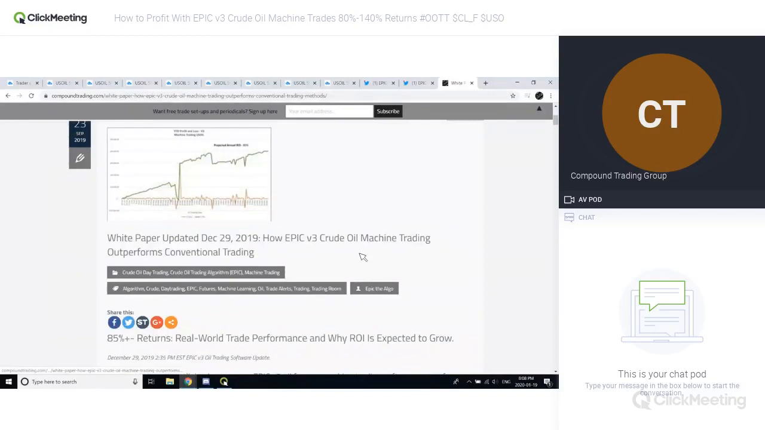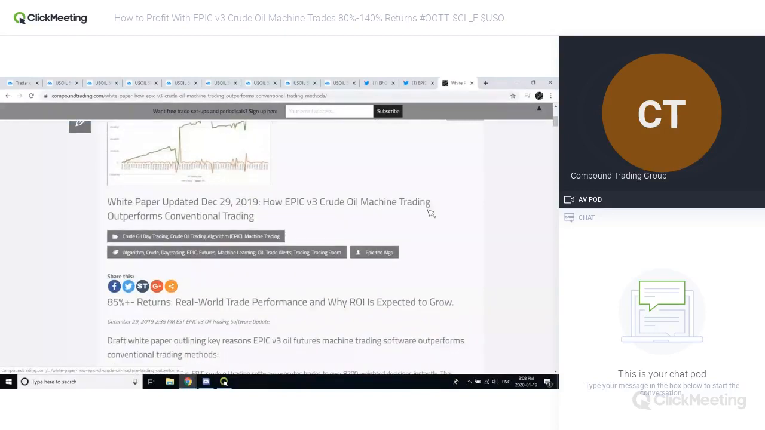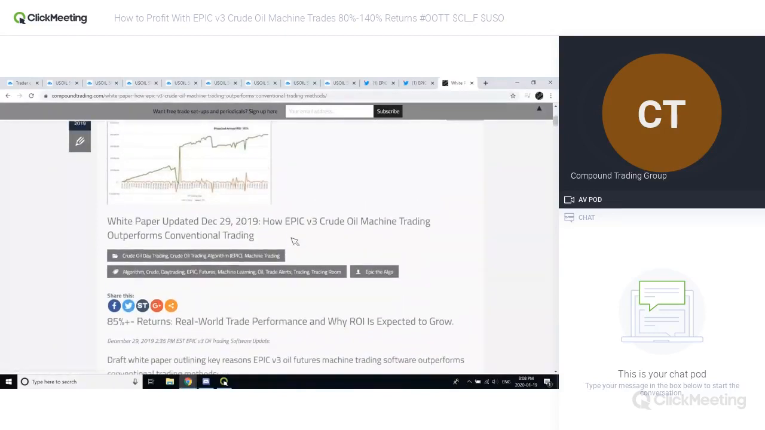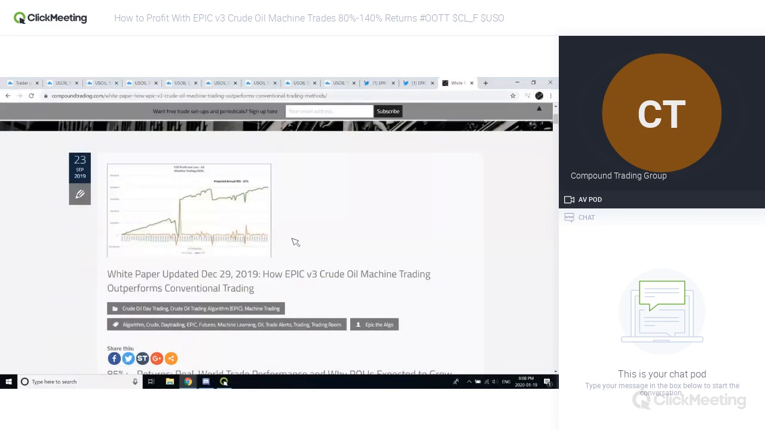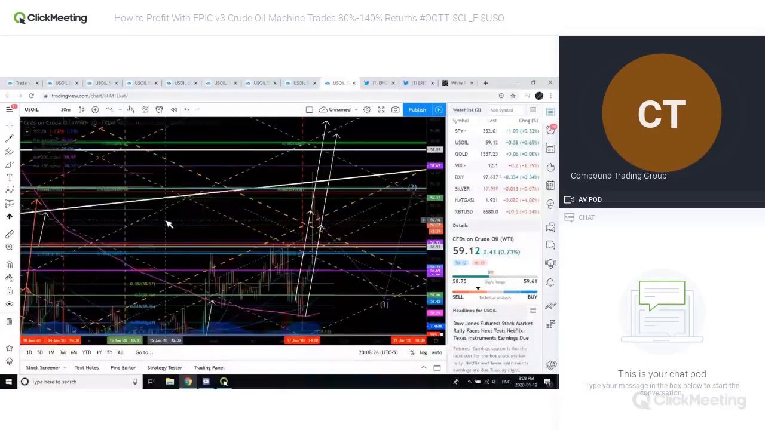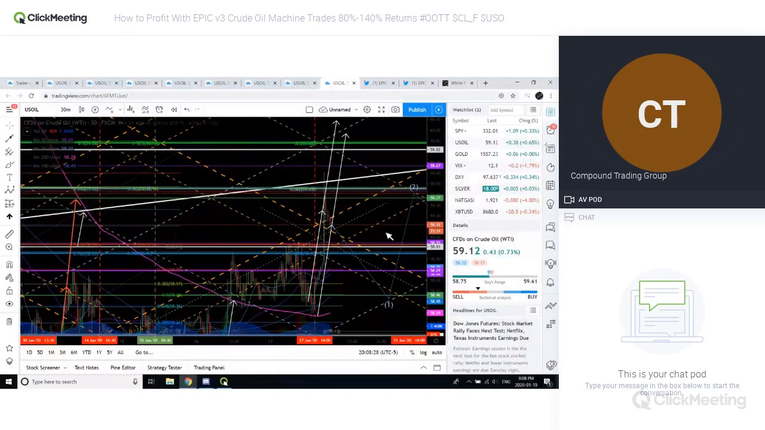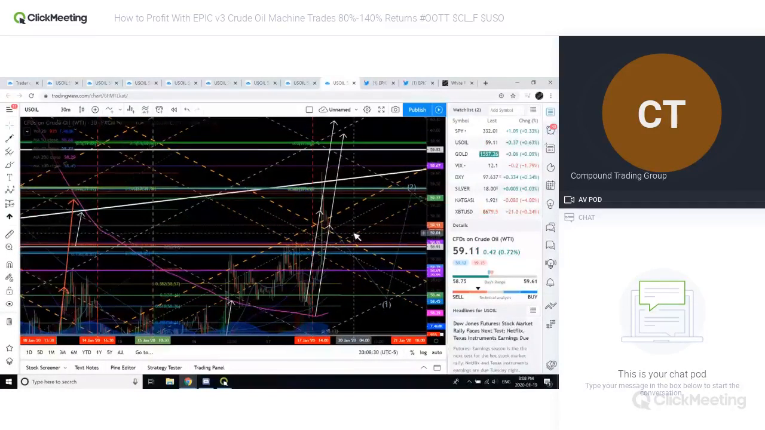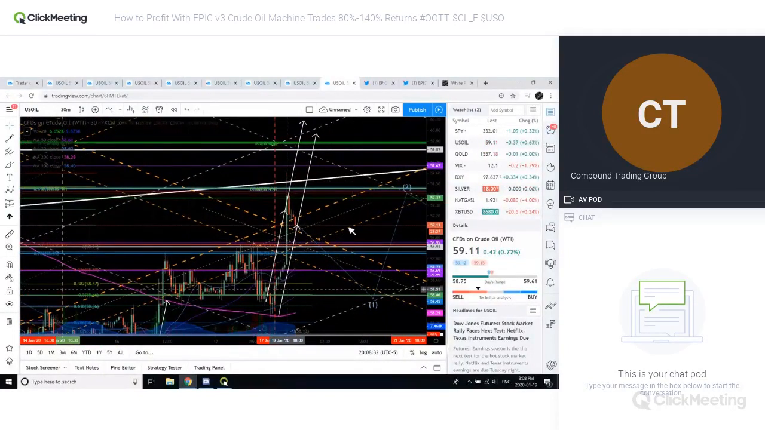So here's the white paper, updated December 29th, How Epic V3 Crude Oil Machine Trading Outperforms Conventional Trading. So in short, 4 years ago, we started developing it with 2D conventional charting and models. This would be an example of a model. This is Epic's 30-minute model. I won't explain specifically how it works, but I will say this is where we started.